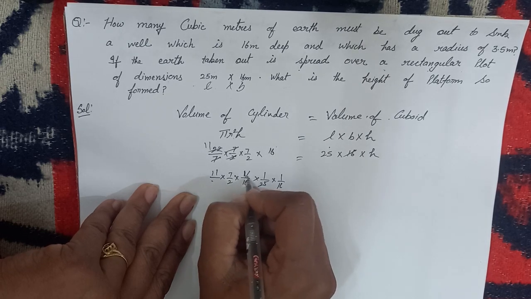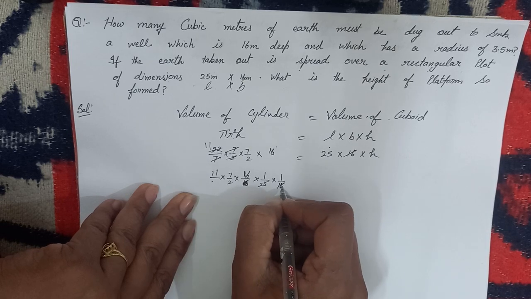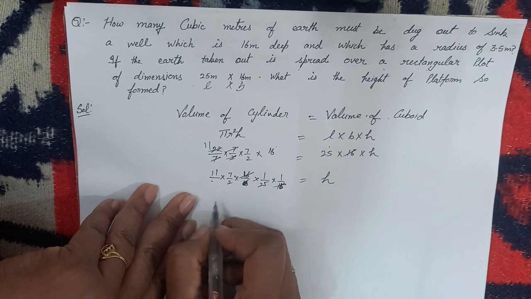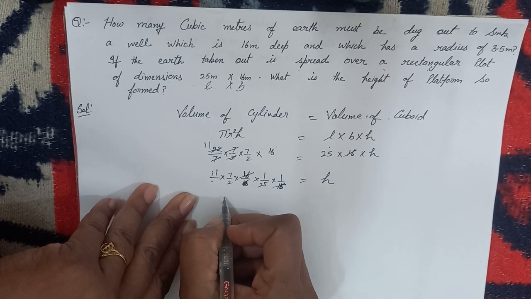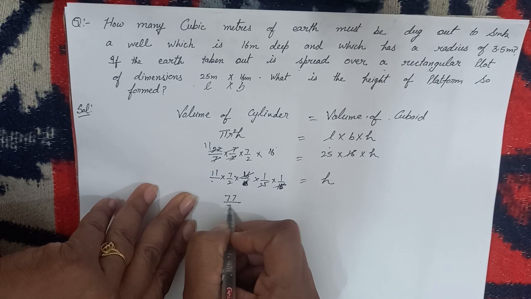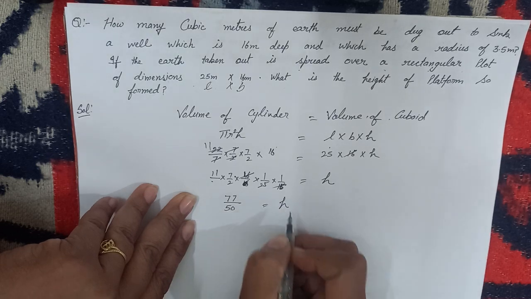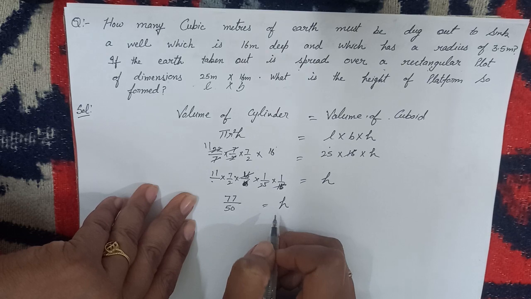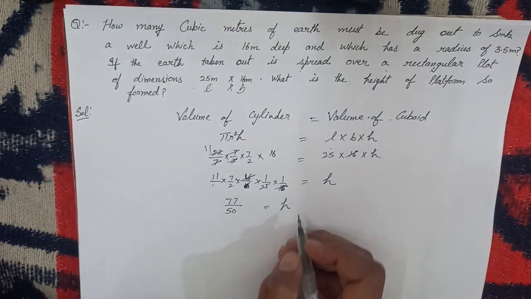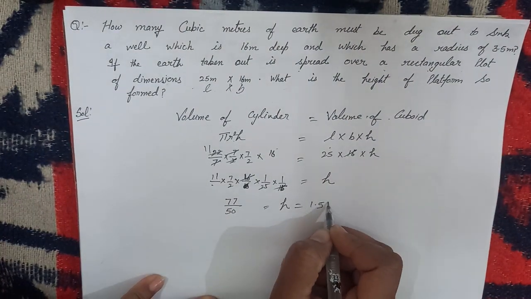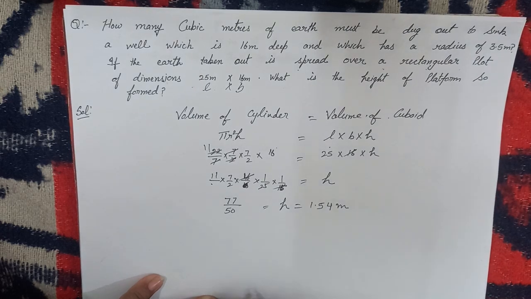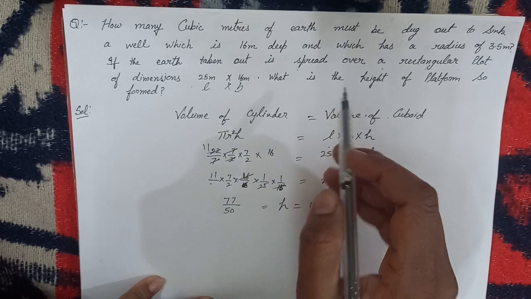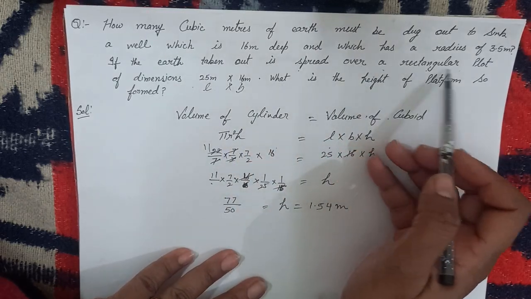Sorry, this 16 was in the numerator and this will be in the denominator. Then 16 will cancel it and we will get our height. Now we are left with 77 by 50, and when we do the calculations we will get the height of it, which is 1.54 meters.